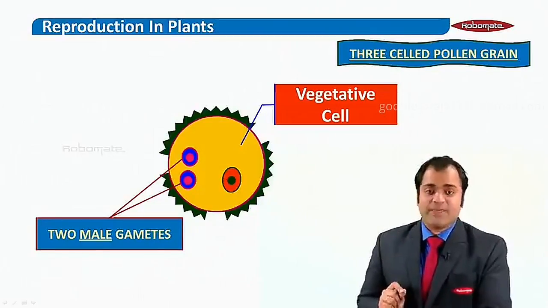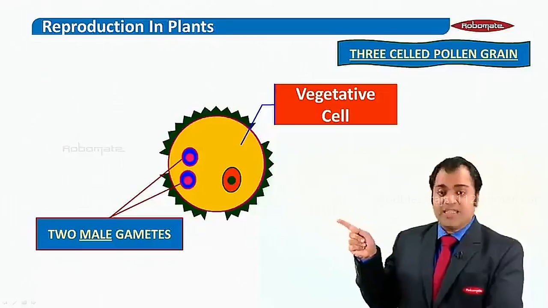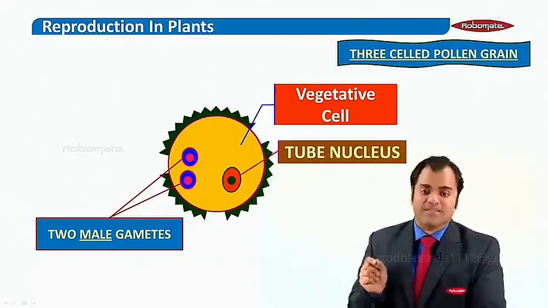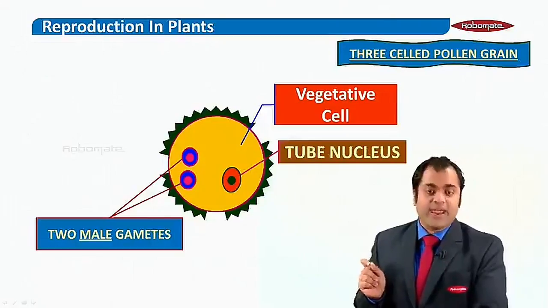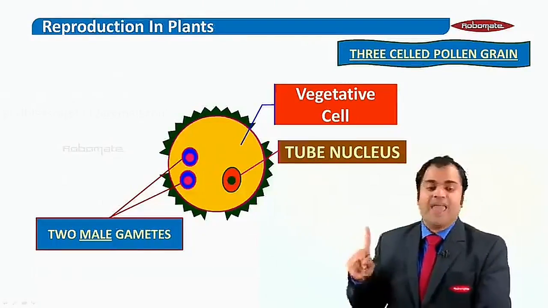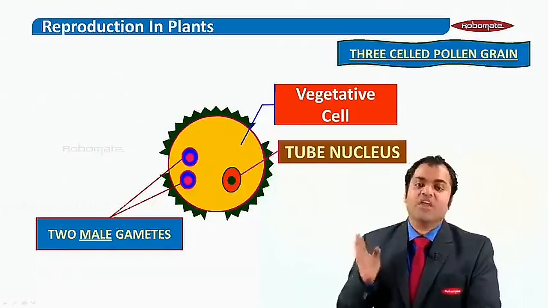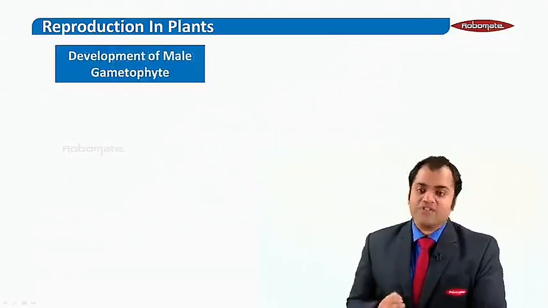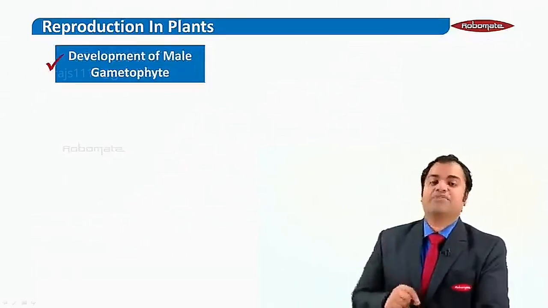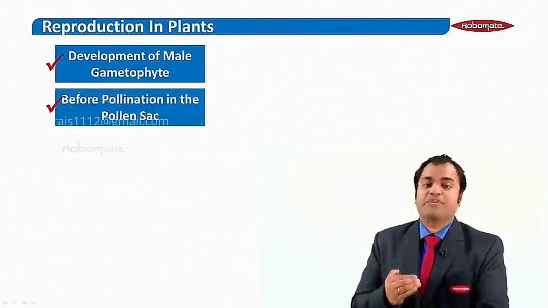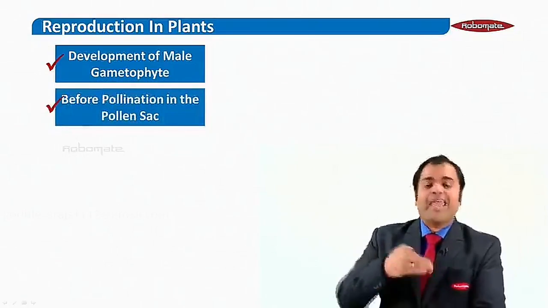Is that okay? Now that cell, what you see inside, is not really a cell. It is actually the tube nucleus, the orange one right here. So you basically see here the three cells, two male gametes and one vegetative cell with its tube nucleus. So in this module, I've talked about the development of the male gametophyte, and I've also thrown light on the development of the male gametophyte before pollination in the pollen sac.